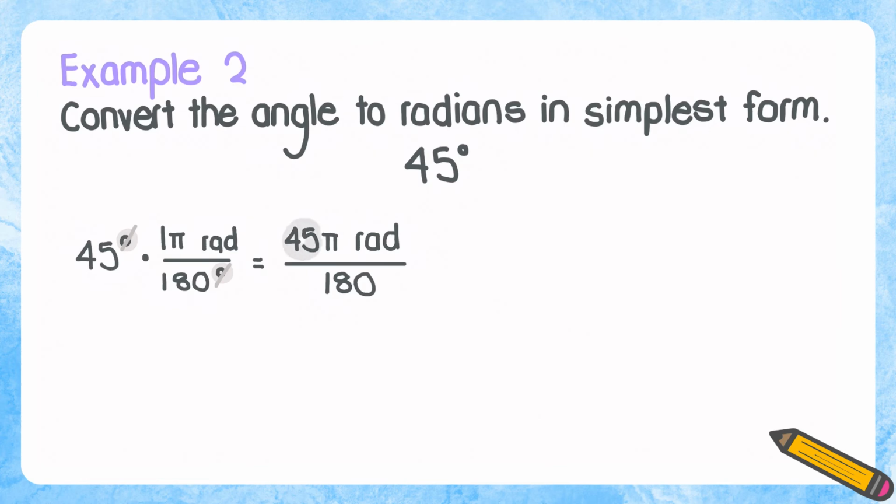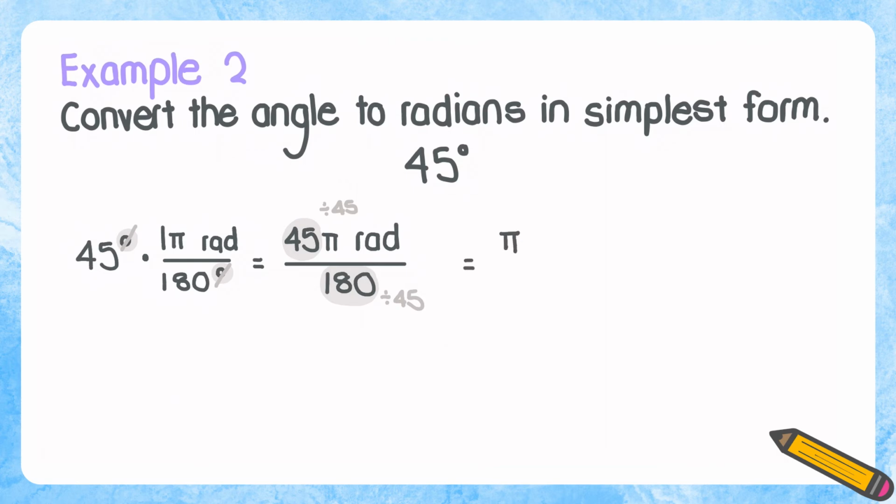Notice how we can simplify this fraction a little bit. So let's find the greatest common factor of 45 and 180. The GCF is actually 45, so let's divide both the numerator and denominator by 45. Again, feel free to use a calculator.